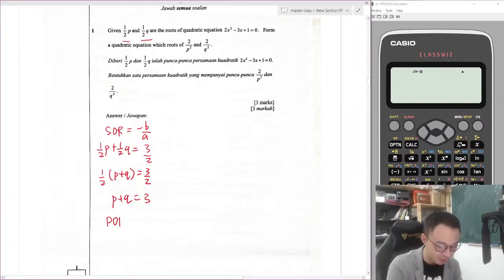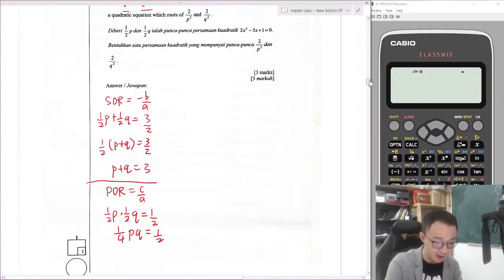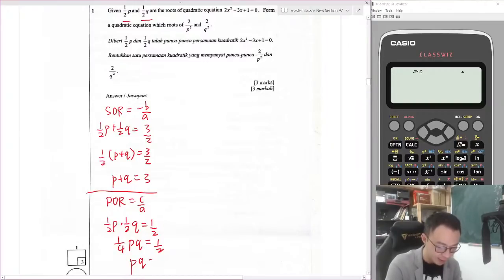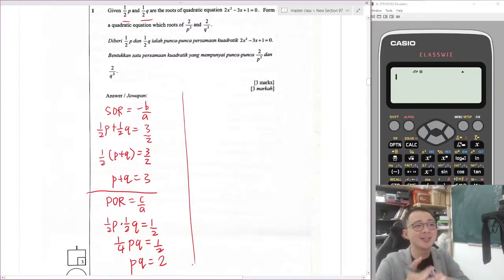Then I will do my product of roots as well. So my product of roots is C over A, isn't it? Product of roots means both of these roots multiplied, I mean half P multiplied by half Q. So C will be 1, A will be 2. So this will be 1 over 4 PQ equals 1 over 2. Then from here, I should be able to get PQ by multiplying 4, so PQ equals 2.